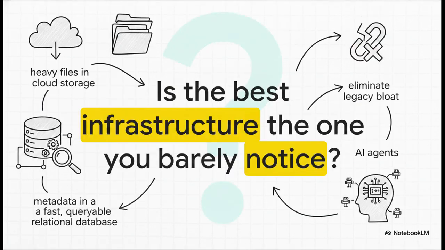So as we wrap up this explainer, I want to leave you with a thought. We spend so much of our time building, maintaining, and honestly just fighting with massive data infrastructure. But considering the approach we've seen today, keeping heavy files in cloud storage, putting metadata in a lightning-fast relational DB, and just dropping the legacy bloat entirely, well, in the era of AI agents and hyper-streamlined workflows, is the absolute best data infrastructure simply the one you barely even notice?